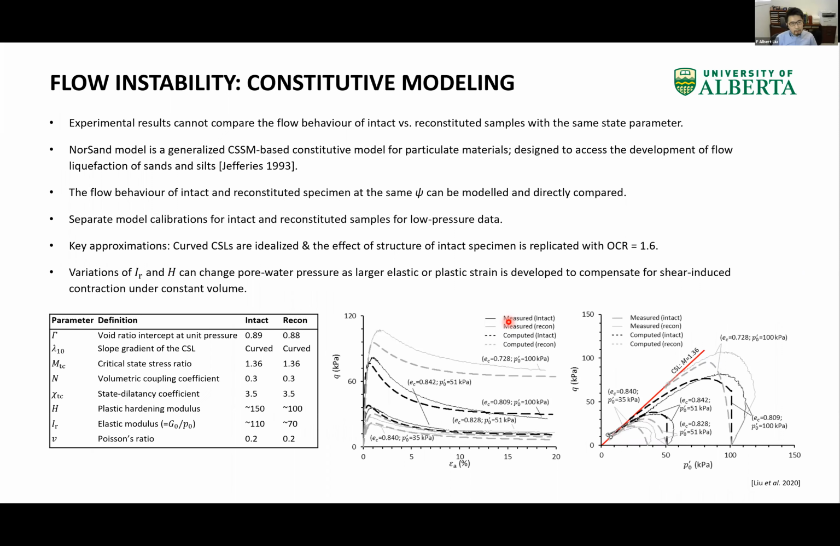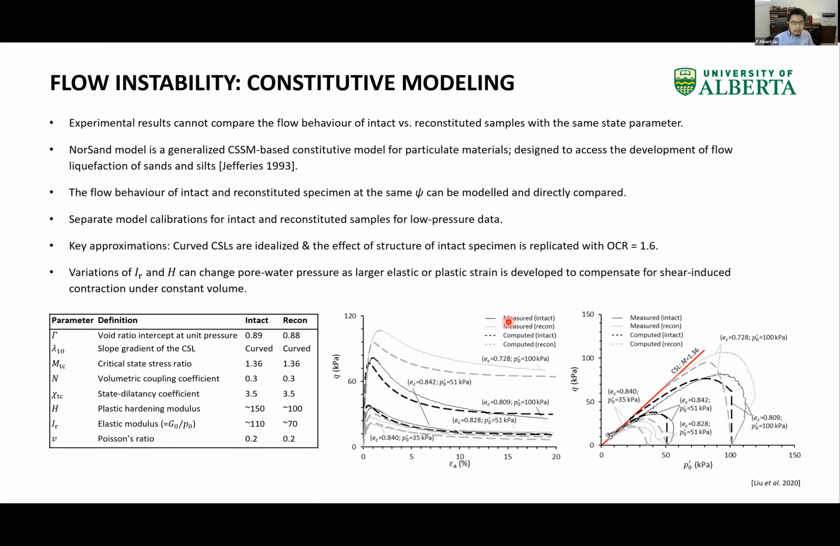The problem with comparing the intact and the reconstituted sample is that in the laboratory setting it is extremely difficult, if not practically impossible at all, to compare them at the same state parameter. So we need a constitutive understanding of how the effect of structure can affect the onset of a flow liquefaction. So we use the NorSand model here, and we calibrate the model separately for both intact and reconstituted soils.